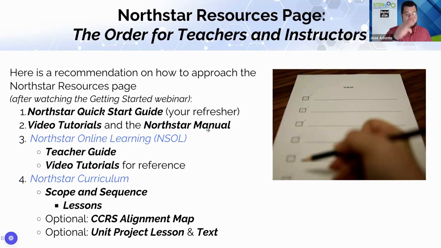And then you have the Northstar manual, which is everything. It's hyperlinked, so you'll click on it, it'll scroll down, and you're able to read through whatever that section is. Okay. You're going to have the Northstar online learning, which is the ENSO. This is the asynchronous modules. And again, I'll show you how it looks on the website side.